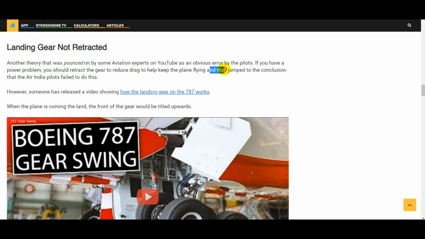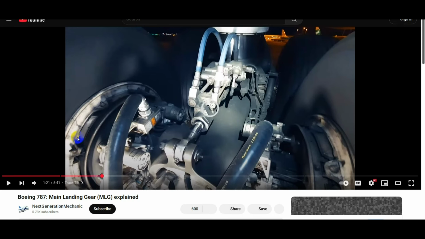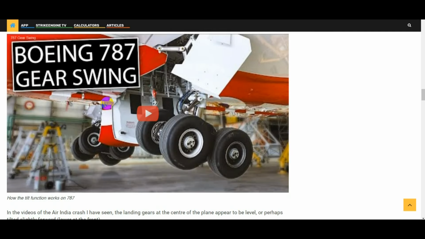And these aviation experts on YouTube, they jumped to the conclusion that the Air India pilots failed to pull the gear up, and this in some way brought the plane down. However, someone has released a video showing how the landing gear on a 787 works. It's basically an engineer who does a walk around of the landing gear, how it works, what's supposed to happen when, and what configuration it's supposed to be in. And there's a more to the point one here showing the 787 how the gears actually work.